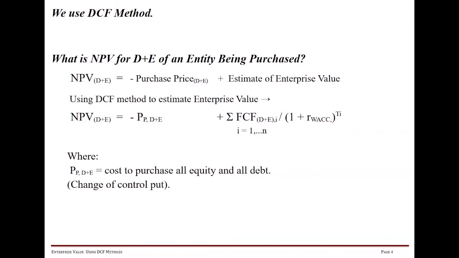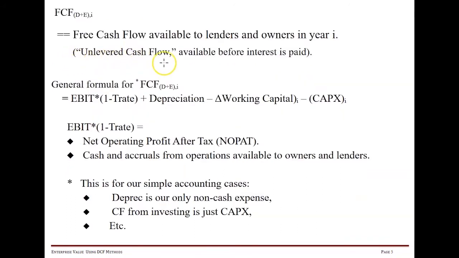And our free cash flows are called unlevered cash flows because they're available to all the financial stakeholders before any interest is paid. And we have a general formula for this here, which is that in any given year i, the free cash flow available to lenders and shareholders is EBIT times 1 minus the tax rate plus depreciation minus change in working capital minus CapEx.